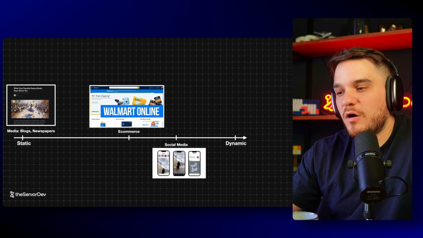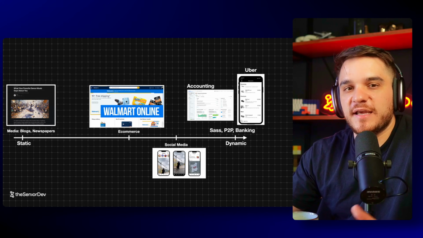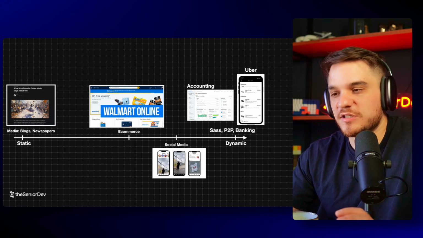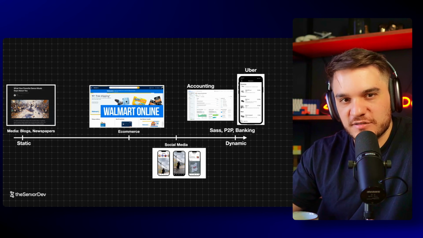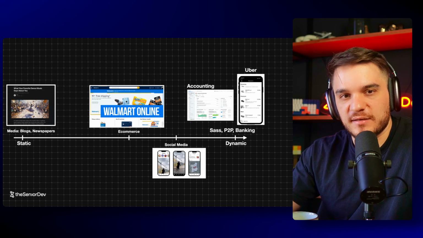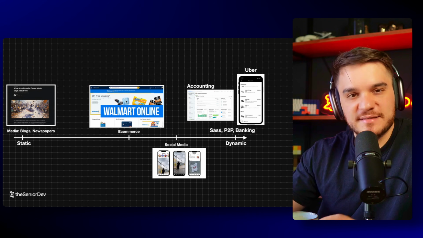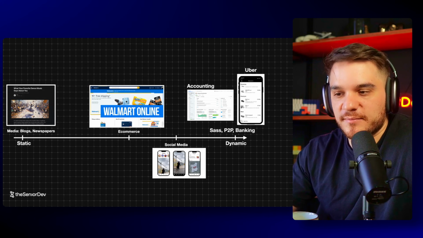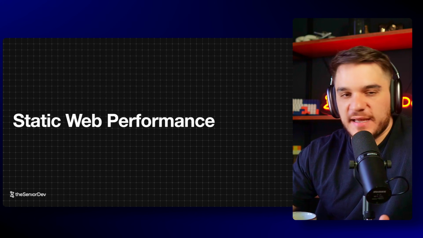And finally, if you go all the way dynamic, you'll find yourself in the enterprise SaaS space or enterprise software, where you have things like accounting software, where there's just a lot of data, a lot of user interactions, not so much content, and applications like Uber that are peer-to-peer. So there's a lot of user interactions, a lot of state, a lot of even real-time communication, but not a lot of content. Now let's start with the easy one, which is static web performance.